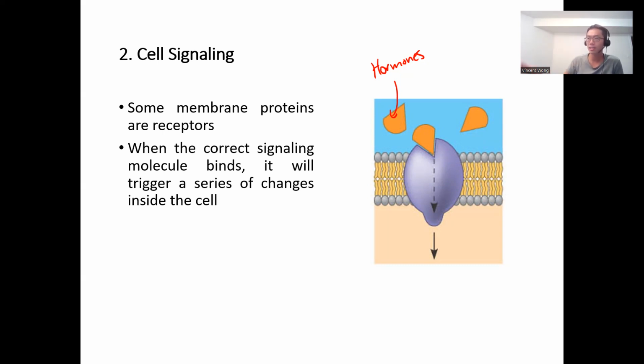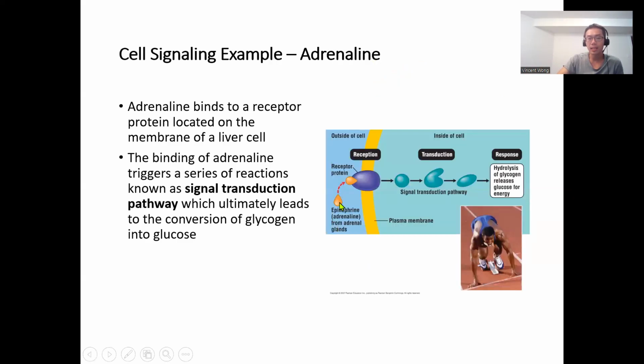So that changes the cell's behavior. Without the hormone, the cells would not know what to do with the glucose, right? So here is another example. We have epinephrine here. Some of you know it by the other name, adrenaline. They mean the exact same thing.